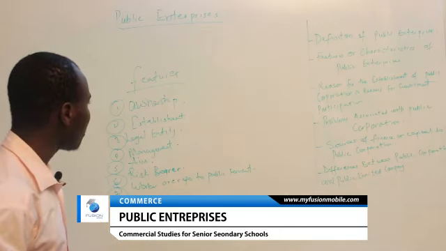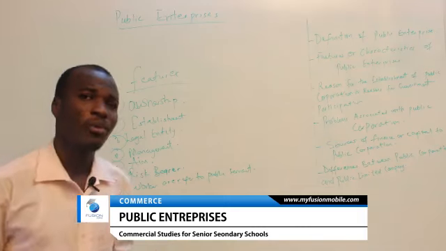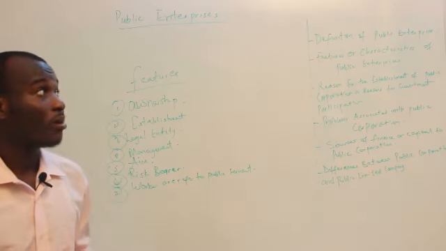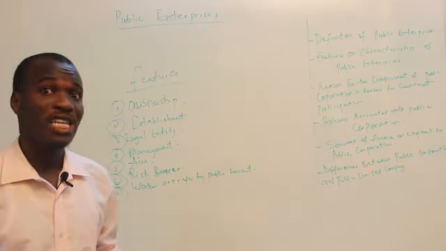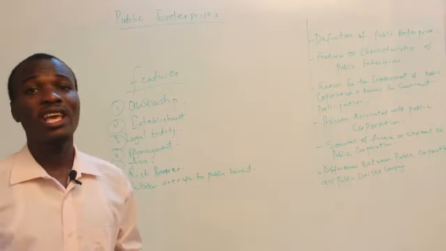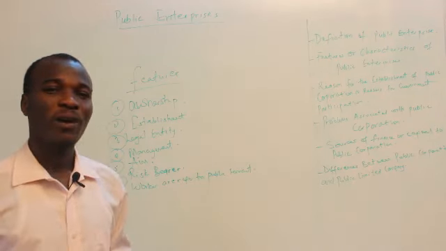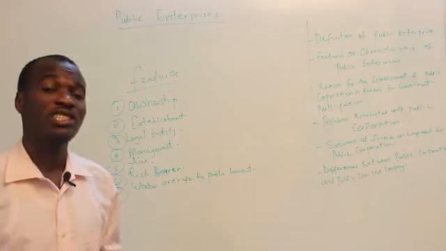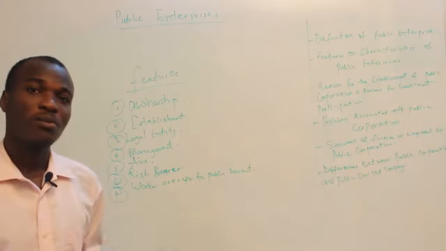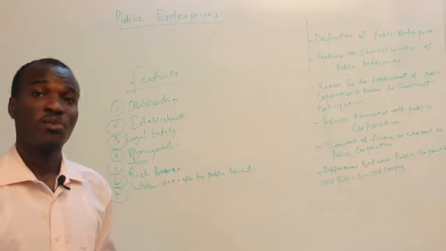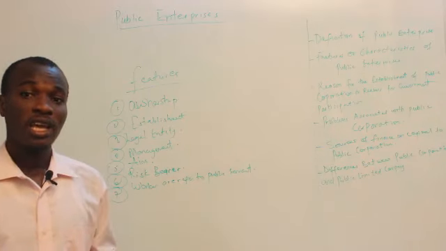Now the next thing we have is the establishment. How are public enterprises established? They are actually established through an act of parliament. That is, an act of legislature usually brings about the establishment of such an enterprise.